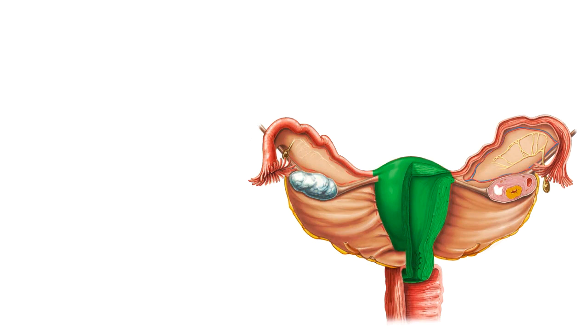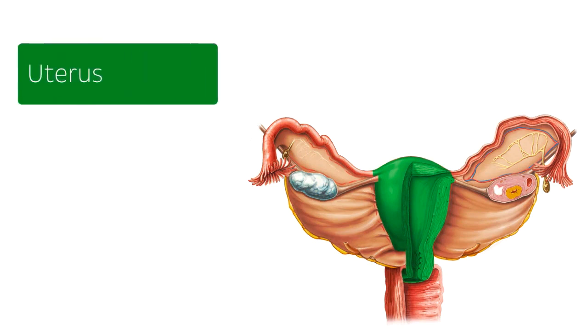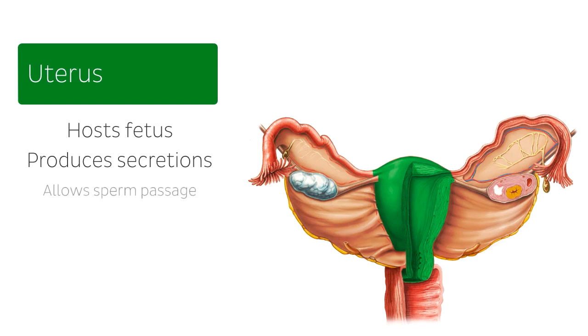Now let's move on to our uterus. The uterus, also known as the womb, also has several functions, the most important of which include its role as a host for the development of a fetus during gestation. The uterus also provides vaginal and uterine secretions and allows sperm to pass through the uterine or fallopian tubes in order to fertilize an egg.